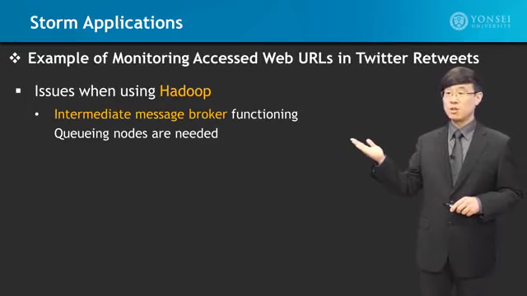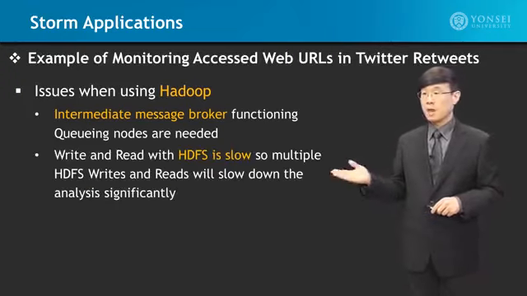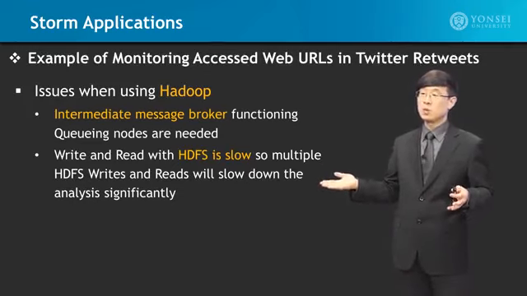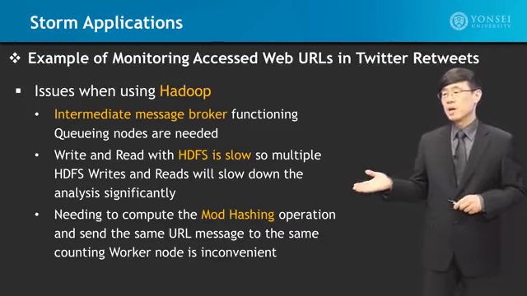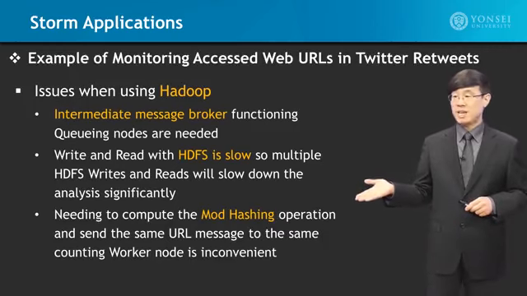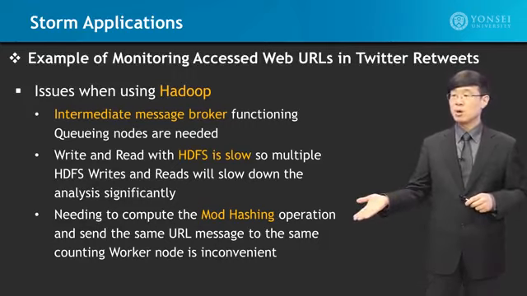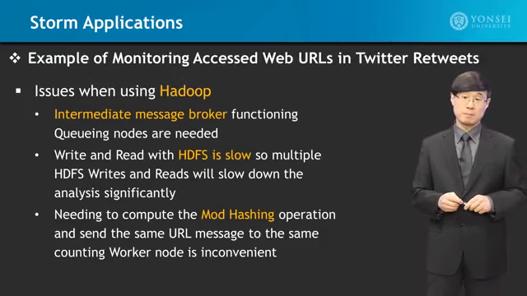Intermediate message broker queuing nodes are needed because we don't want to overflow the MapReduce engine. Read and write with HDFS is slow, so multiple HDFS read-writes will be even slower. Needing to compute the mod hashing operation is cumbersome. And sending the same URL message to the same counting worker is also inconvenient.